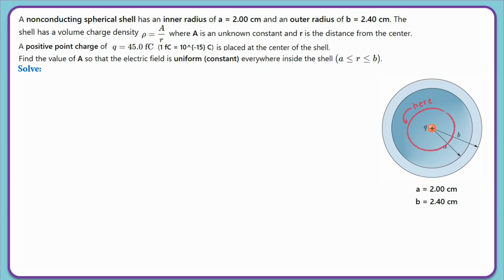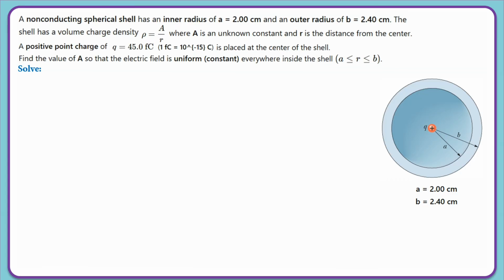Also, a positive point charge of 45.0 femtocoulombs is placed at the center of the shell. Remember that 1 femtocoulomb equals 10 to the power of negative 15 coulombs. We need to determine the value of A so that the electric field remains constant everywhere inside the shell.